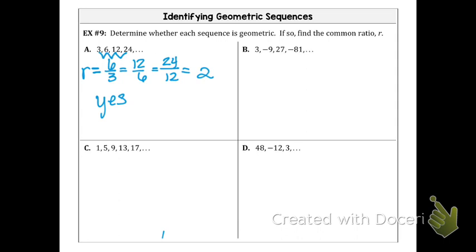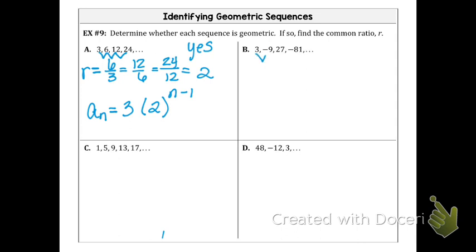Probably should put that maybe up here. Yes, it's geometric. Our common ratio is 2. And he didn't tell us to find it, but let's go ahead and start working with our equation. So a sub n will equal our first term times our common ratio raised to the n minus 1.